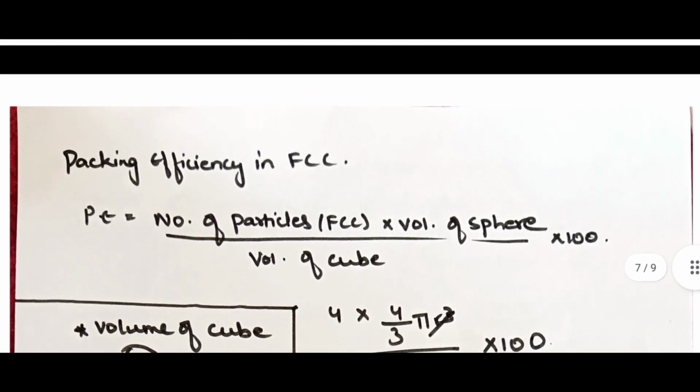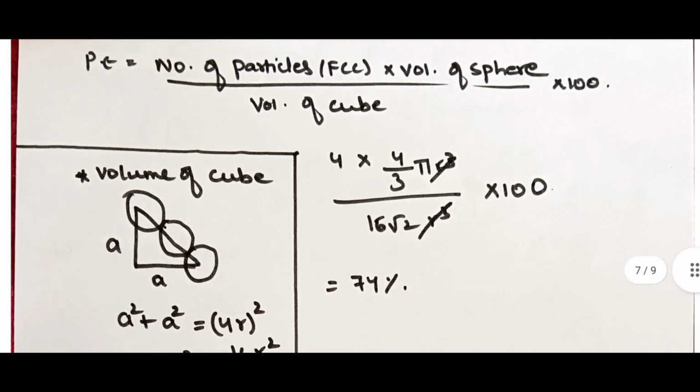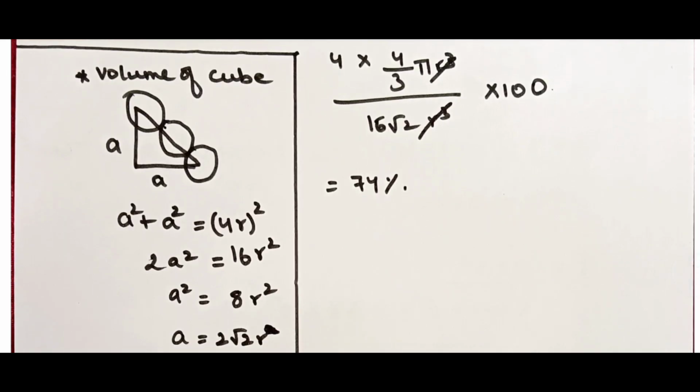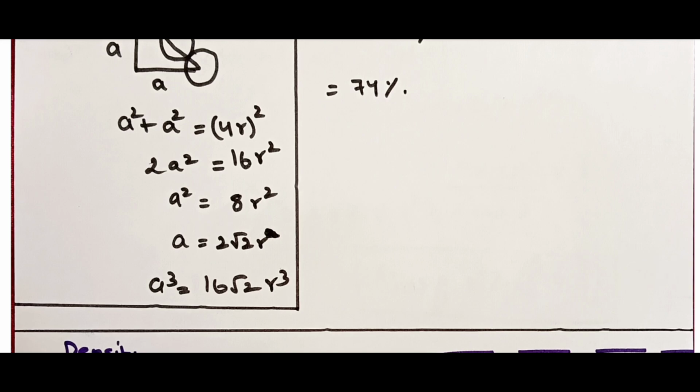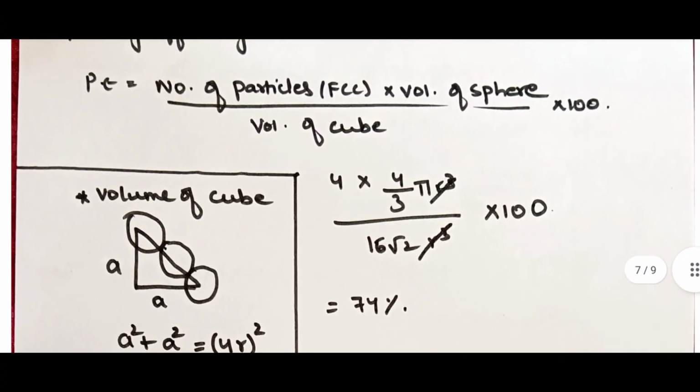They can ask you what's the packing efficiency in FCC. We know the packing efficiency formula is number of particles in FCC into volume of sphere by volume of cube into 100. So what we have to find is volume of cube. You can analyze this diagram with the previous BCC. Everything is the same except the opposite. There it was 2a, here it's a. You can put Pythagoras and this hypotenuse is 4r, and you can get the value of a. a is 2 under root 2 r and a cube is 16 under root 2 r cube. If you substitute all the values, you get 74%.